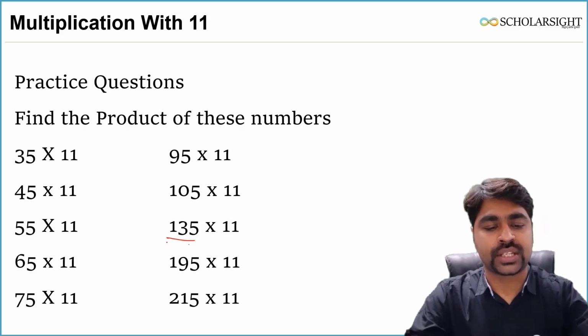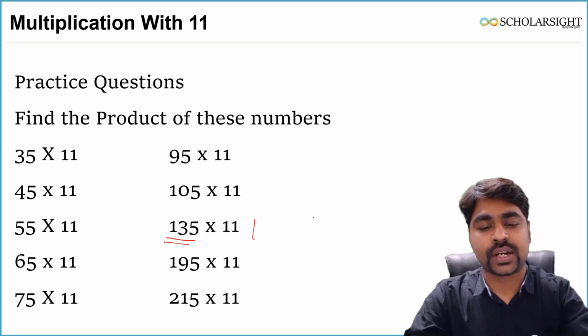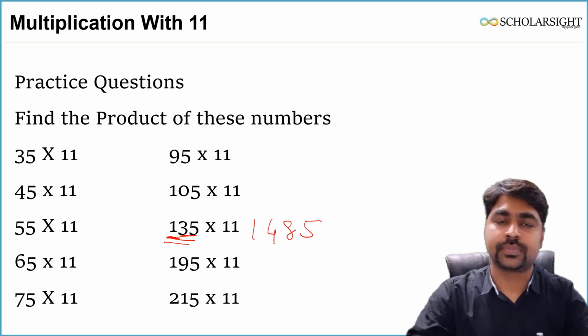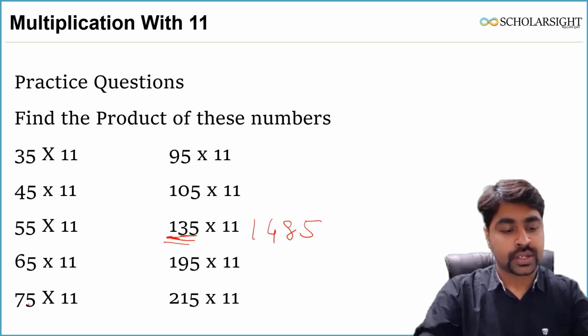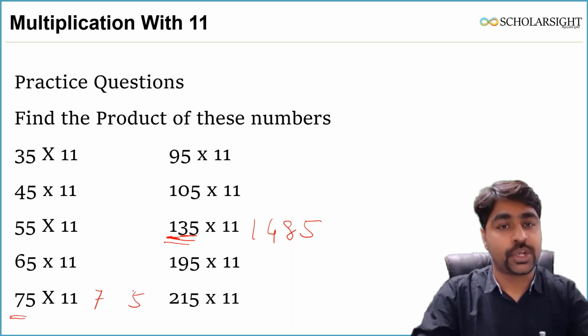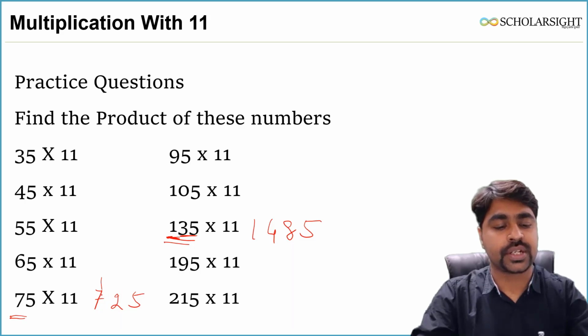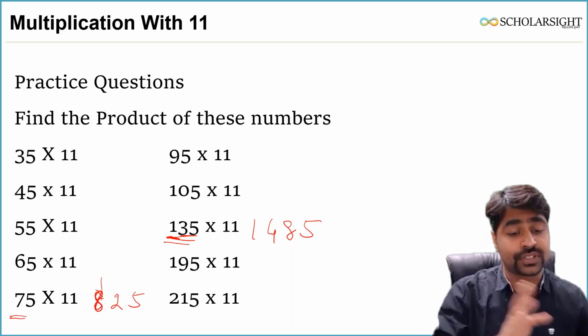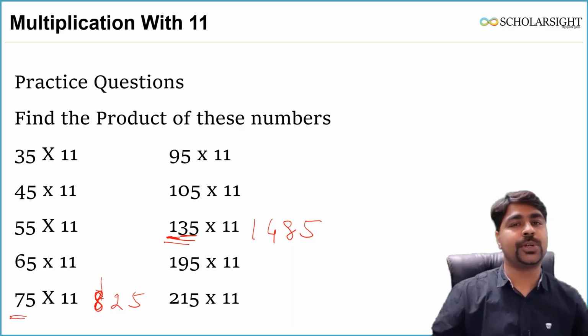For example, 135 into 11, I'll write a 1, I'll write a 5, 3 plus 5, 8, 3 plus 1, 4, right? Here, 75, okay? Write a 7, write a 5, 7 plus 5 is going to be 12. So 1 here, 2 here. 7 plus 1 is 8. So 825 is your answer. The rest of the ones, I expect you to do yourself.